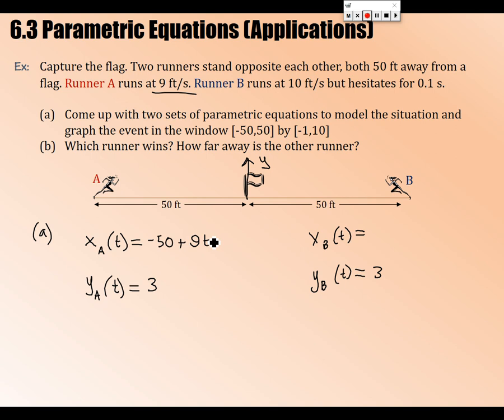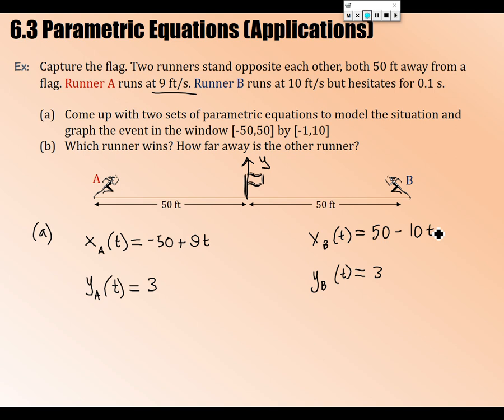All right, and then for runner B, we'll do something similar. We got 50, and then let's ignore the hesitates for 0.1 seconds part for now. How do we deal with the running 10 feet per second? Can you use my idea here? Yeah, okay, good. Minus 10t. So don't forget about the hesitation for a second here. Does that seem to be doing what we want, though, if there were no hesitation?